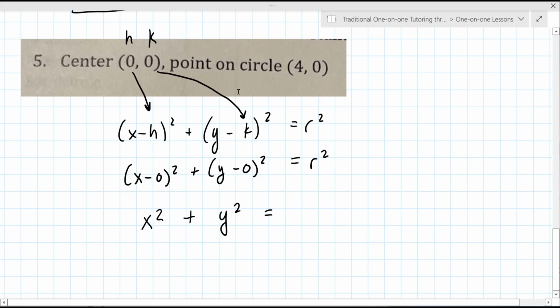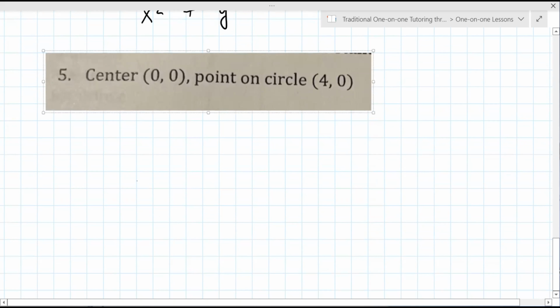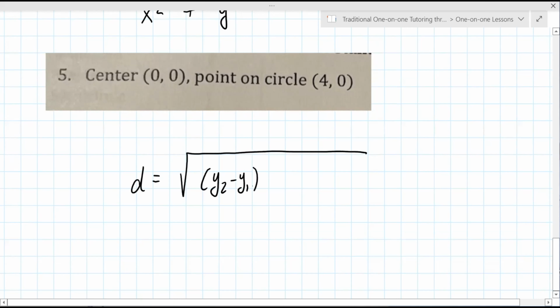Now, to find the radius, we have to determine the distance between the 2 points. So we're going to use the distance formula again. Distance formula is the square root of y2 minus y1 squared plus x2 minus x1 squared. This is x1, this is y1, this is x2, and this is y2.